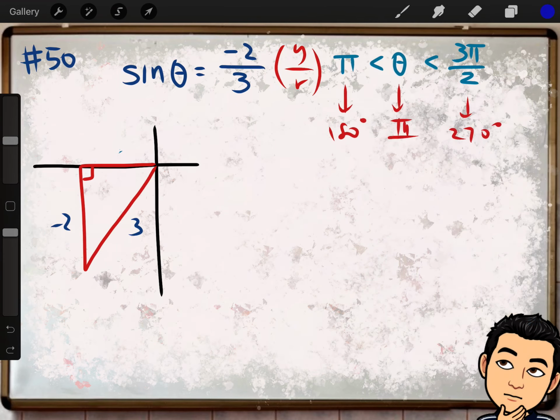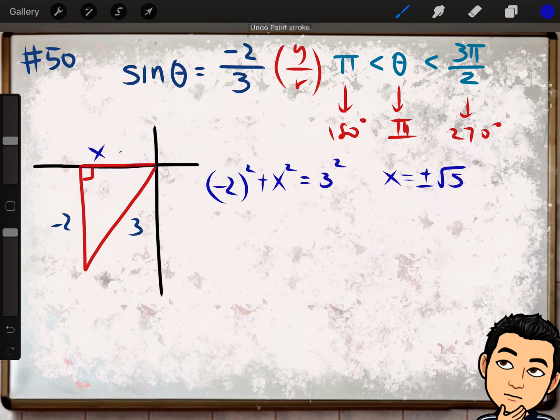Okay, so let's do the rest. First, we have to figure out what x is. All right, so use negative 2 squared plus x squared equals 3 squared. Okay, if you use your math, you can go ahead and find out that x is going to equal positive or negative radical 5. Okay, it has to be a negative value because it's on the negative x-axis. So you're going to put x equals negative radical 5.